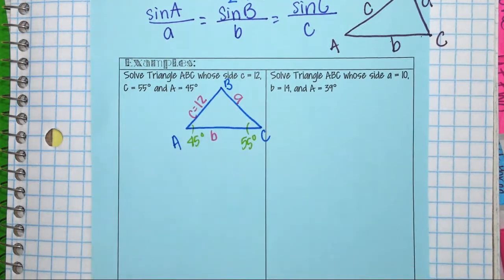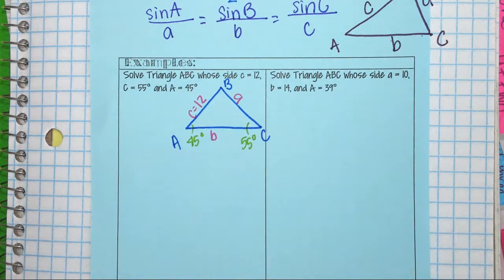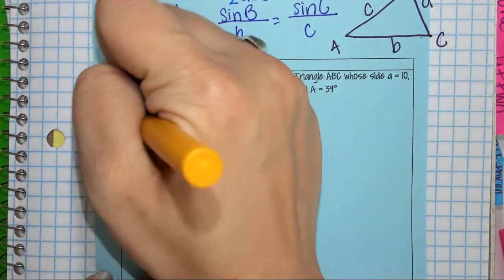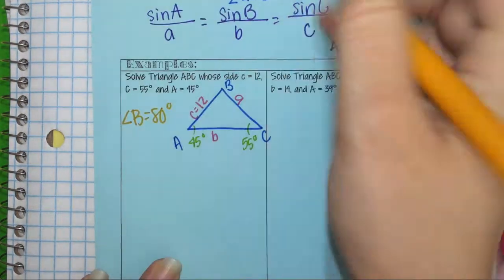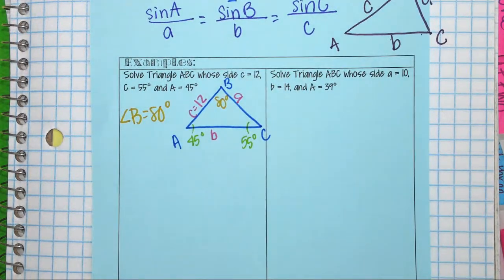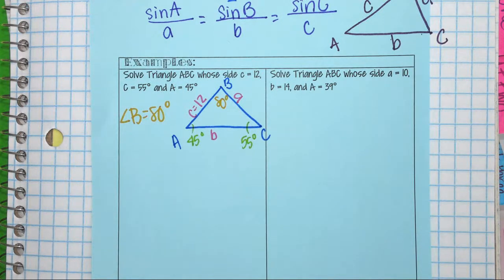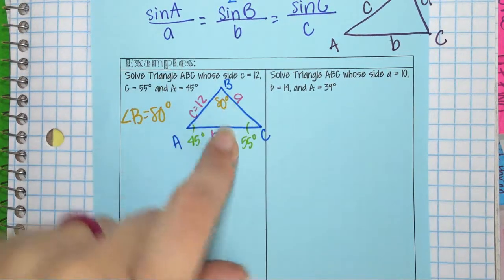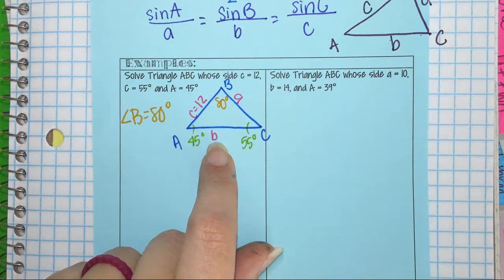So what's 45 plus 55? And what's 180 minus 100? 80. So angle B equals 80 degrees. Look at us go. We found a missing part and didn't have to do anything. Now, we need to find the side measure of A and the side measure of B right here.